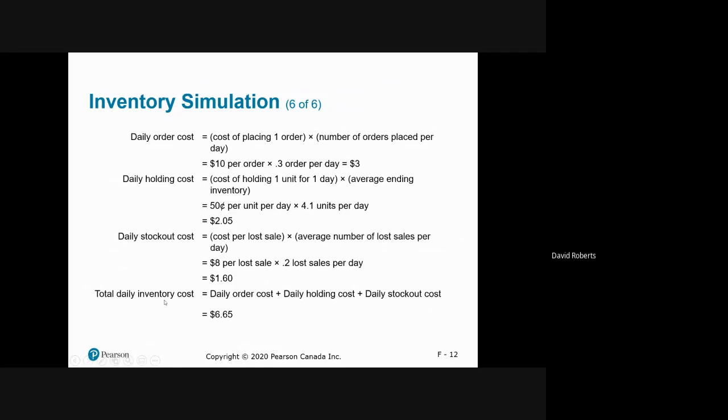So you take the daily inventory cost, you add the daily ordering cost, plus the holding cost, plus the stock out, and you come up with $6.65. And that's the end of the simulations.